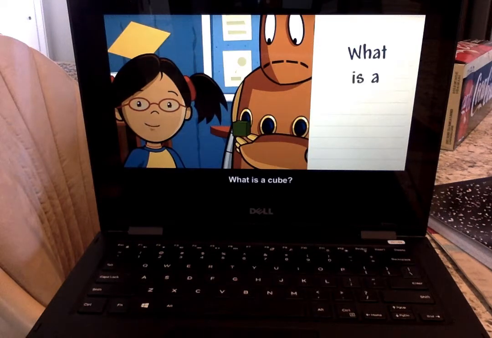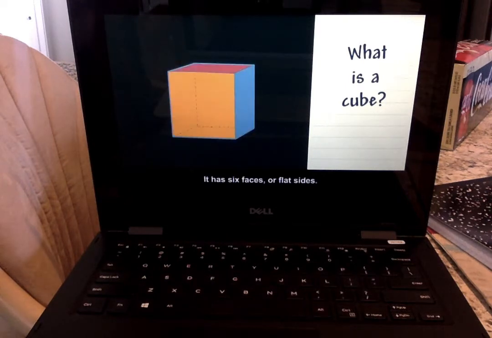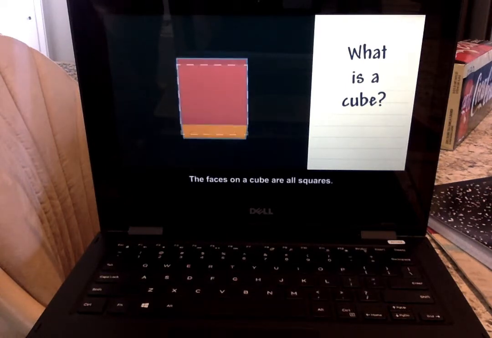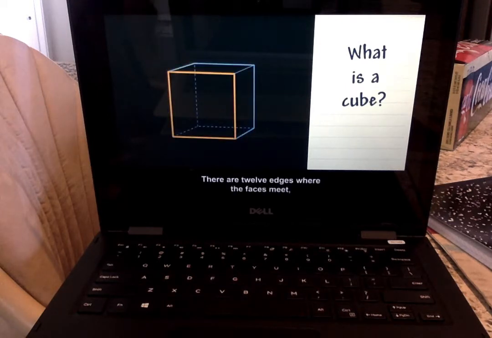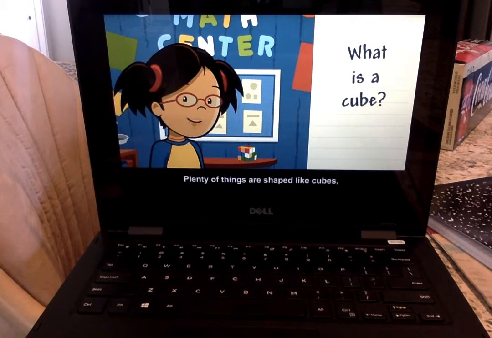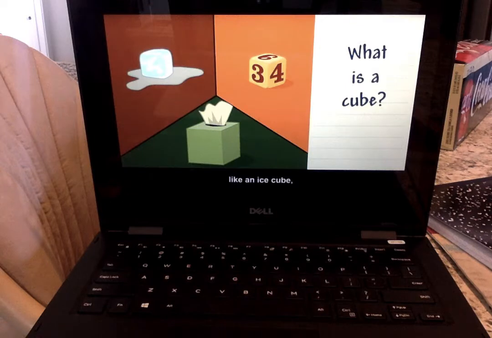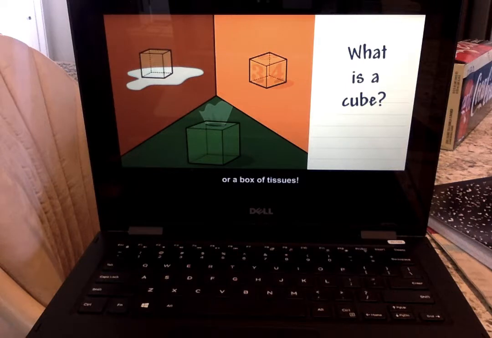What is a cube? A cube is a solid shape. It has 6 faces or flat sides. That's important. Remember that vocabulary word, faces. The faces on a cube are all squares. There are 12 edges where the faces meet, and there are 8 vertices or corners. Plenty of things are shaped like cubes, like an ice cube, a number cube, or a box of tissues.